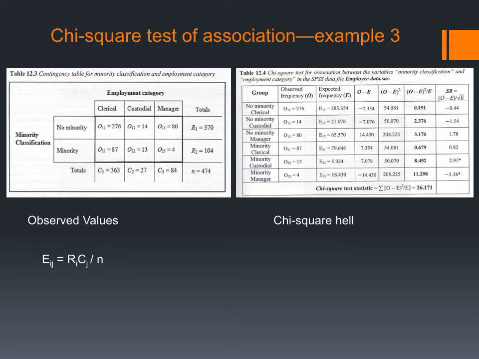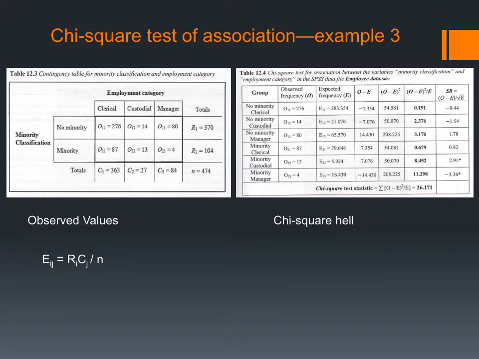And it's very similar in terms of how we calculate the chi-square. And you can see in this table 12.4, the calculation is a little more complicated. I call it chi-square hell. And what I want you to notice is that the observed value is already given to you. But how do you get that expected value?